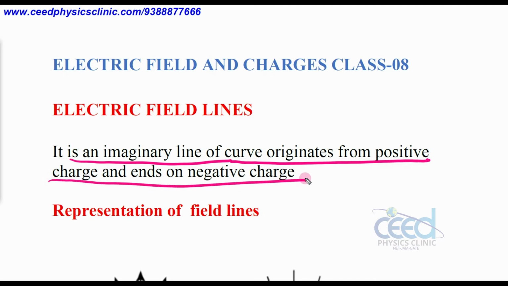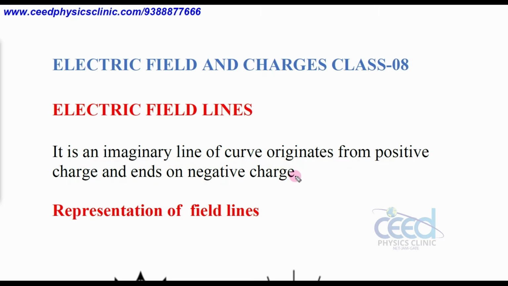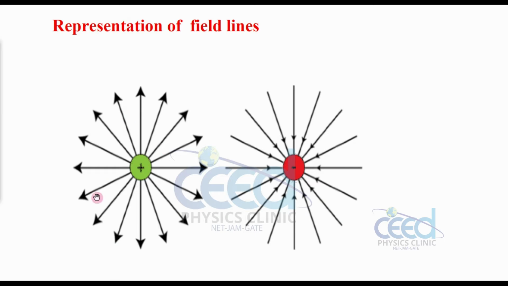So let me draw this field line: for a positive charge it is moving away from the charge, and for a negative charge it is moving towards the charge.